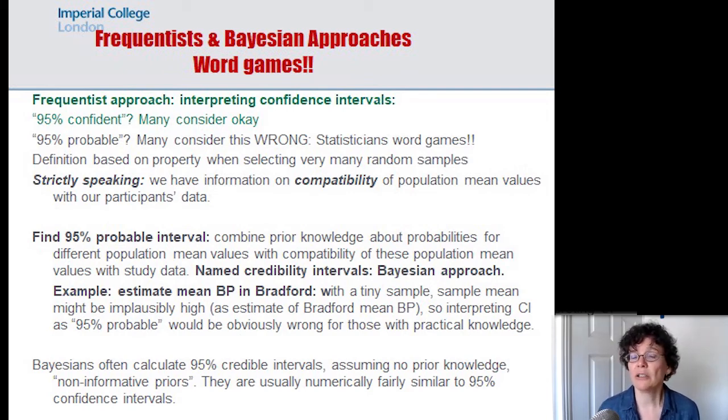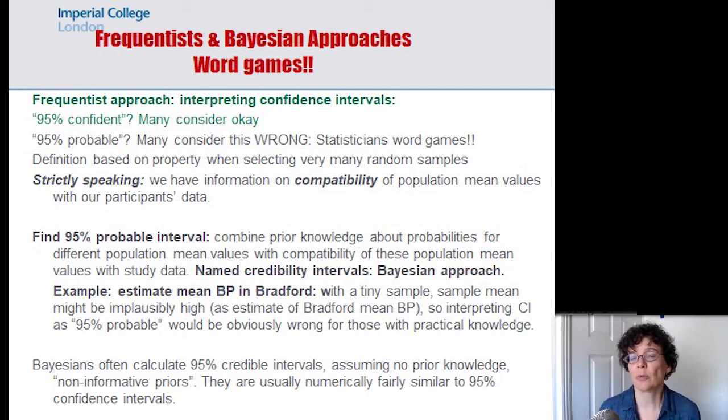If you want to find an interval where we can truly say we've got 95% probability that the population mean will lie within this interval, then we need to combine 2 sources of information. We need prior knowledge about the probabilities for the different population mean values, and we also need information on the compatibility of the population mean values with the study data. These are named credible intervals, and this is the Bayesian approach to statistics.